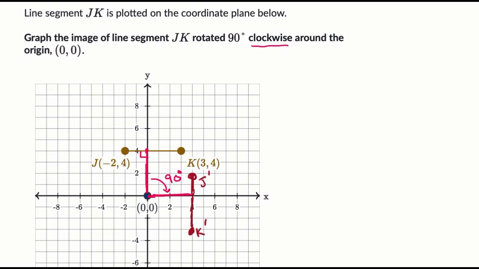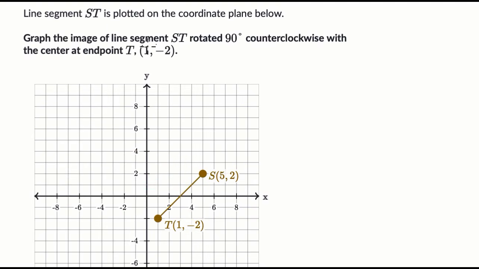Let's do another example. So here we have line segment ST. Graph the image of line segment ST rotated 90 degrees counterclockwise with the center at endpoint T, which is at (1, -2). I often would phrase this as counterclockwise around the endpoint, or maybe you would say the center of rotation at the endpoint. I would actually prefer if they said center of rotation at endpoint T, or if they said around the endpoint T.